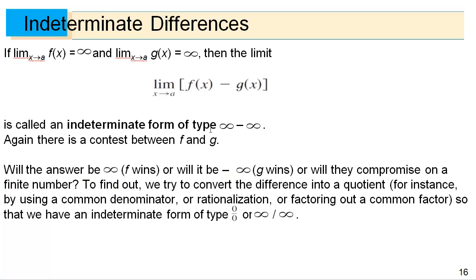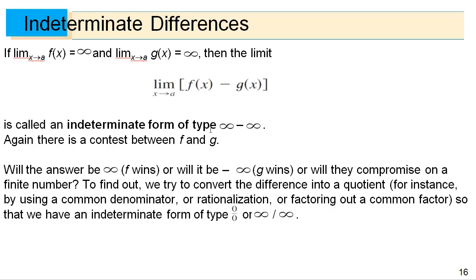So we've looked at indeterminate quotients, something over something. Indeterminate products, something times something, and now we can look at indeterminate differences, something minus something. So now we have that one function goes to infinity, the other function goes to infinity, and if we're looking at the limit of f of x minus g of x, we get the indeterminate form of infinity minus infinity, and you think, well, it could be 0 or it could be infinity.